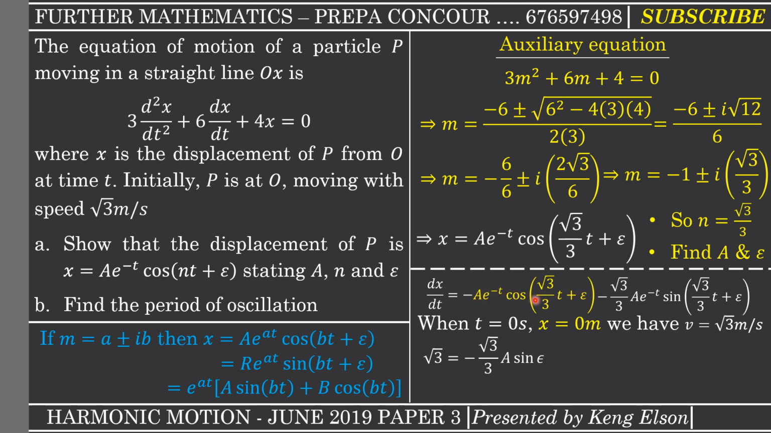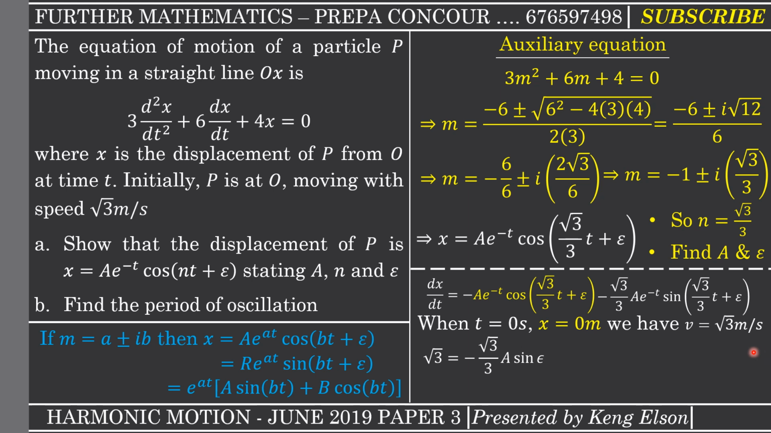Now when everything here becomes 0, what do we have? We have negative root 3 over 3. We are going to have here negative root 3 over 3 A e to the negative... Now I need to replace t here with 0. Once I replace t with 0, e to the power 0 is 1, so we are just going to have here negative root 3 over 3 A. Now I replace t with 0 here, so root 3 over 3 t becomes 0. Then we are left with 0 plus epsilon, which is epsilon.